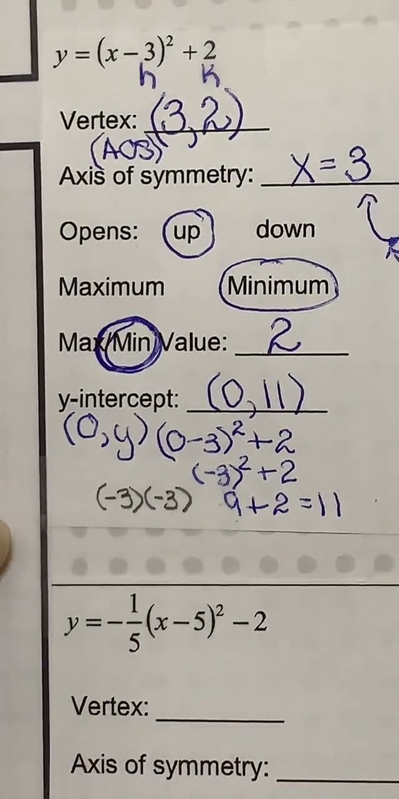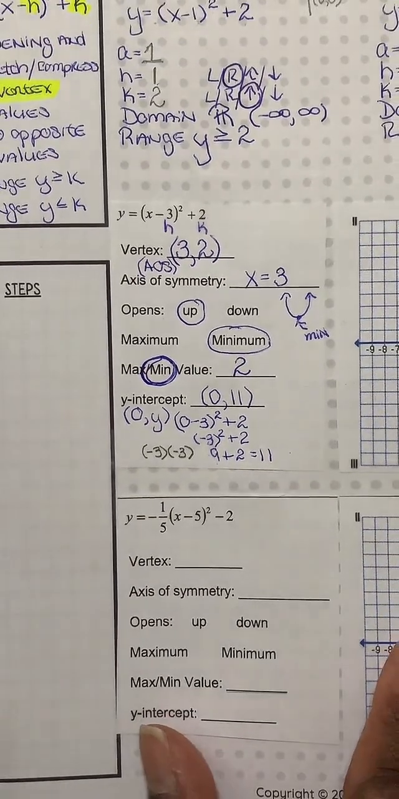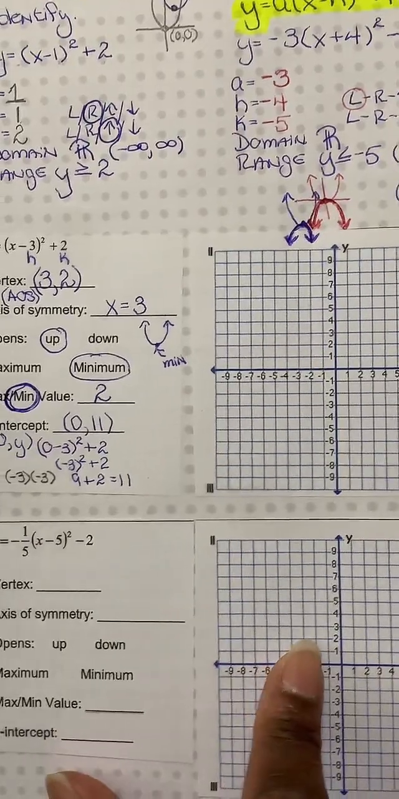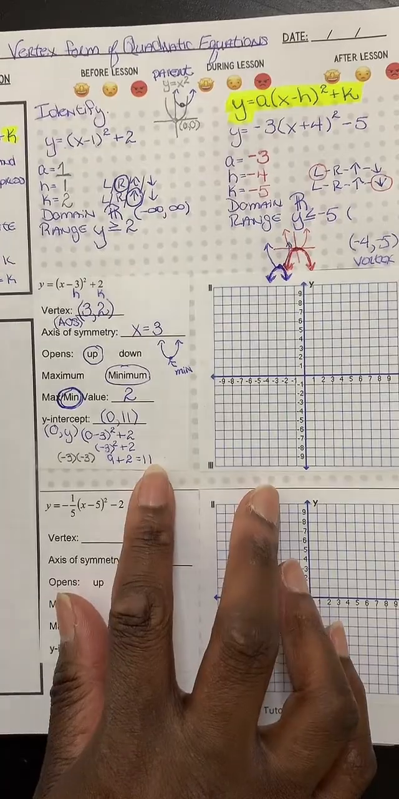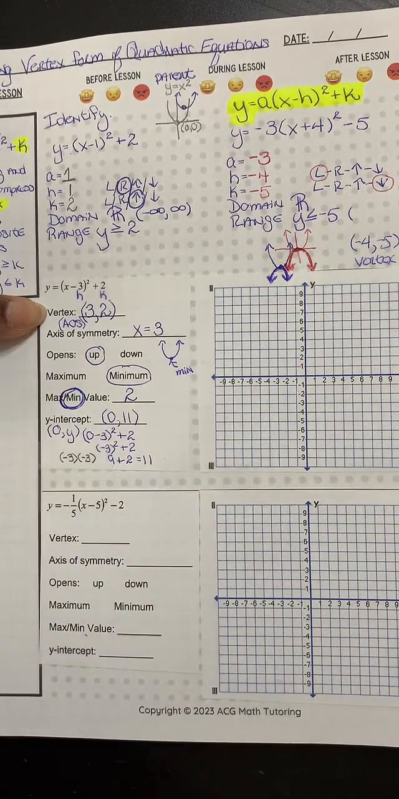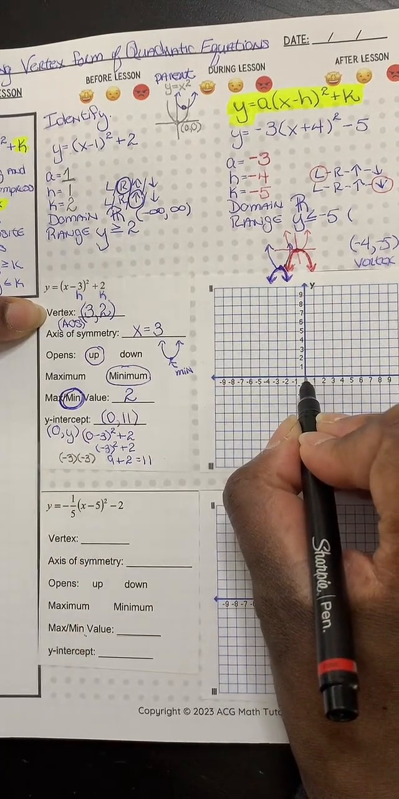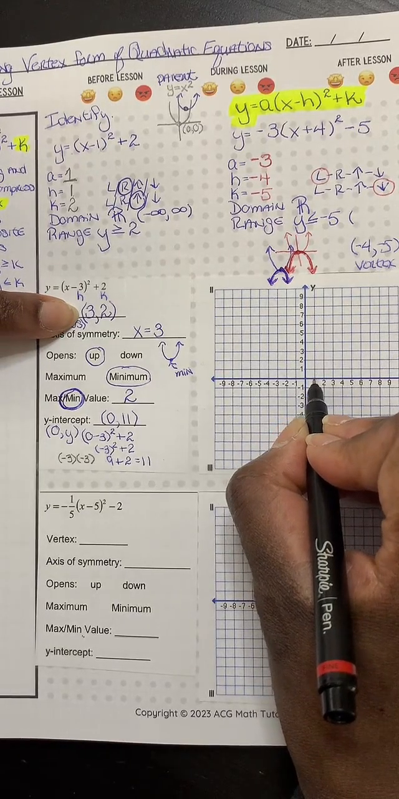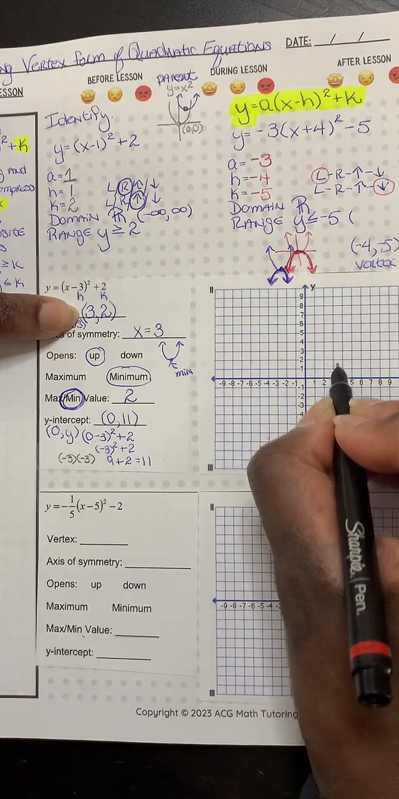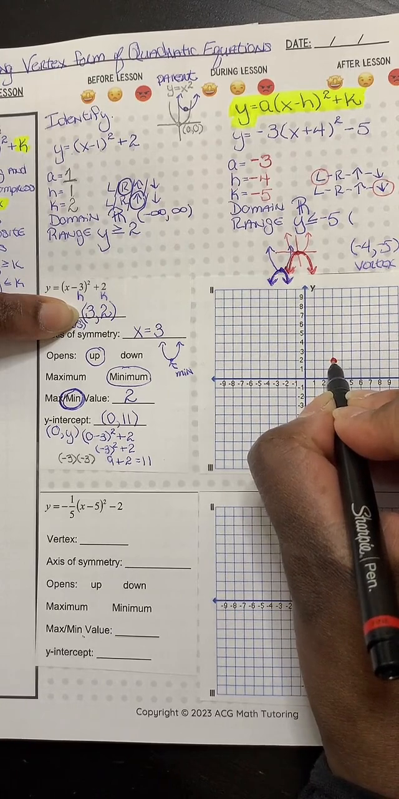So, all right. Now let me unzoom a little bit so we can see our graph, and we can graph this. Or maybe unzoom a lot. There we go. First thing I'm going to graph is our vertex. So I'm going to use my red pen. I start here at (0, 0). The vertex is at (3, 2). So I'm moving to the right 3, and I'm going up 2. So that's going to be where my vertex is.